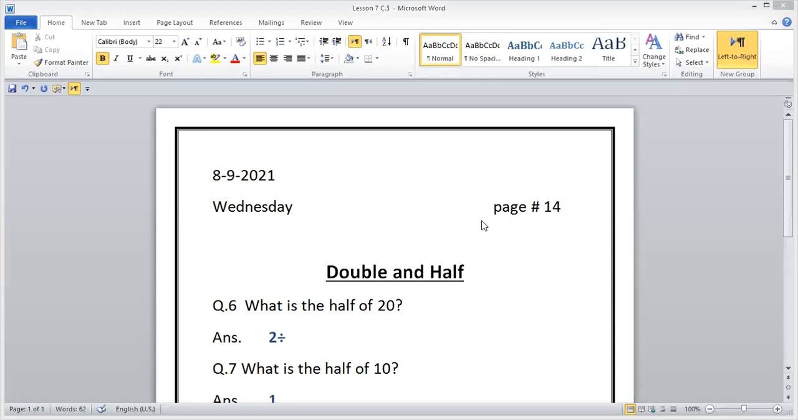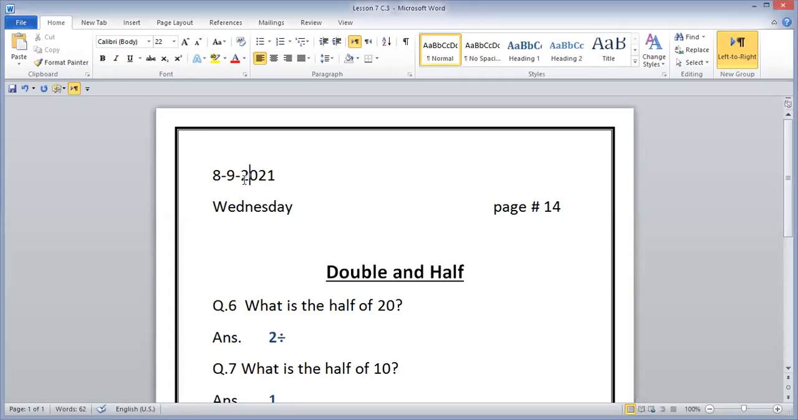Good. Guys, on the top of the page, write today's heading, that is 8 September 2021, day Wednesday, page number 14, topic double and half. And write the question first. Question number 1: what is the half of 20? What you have to find out, guys, is what is the half of 20.